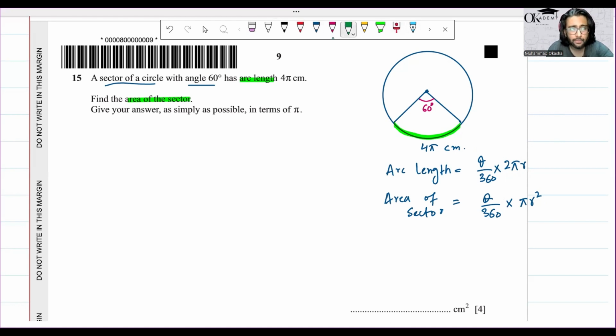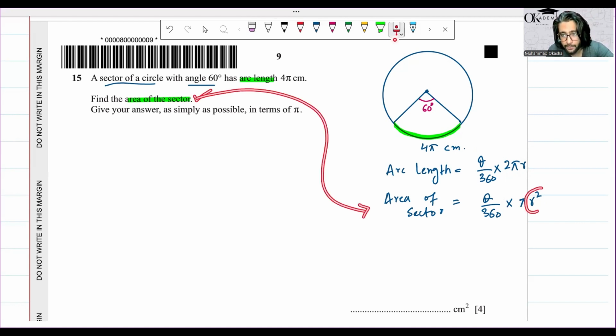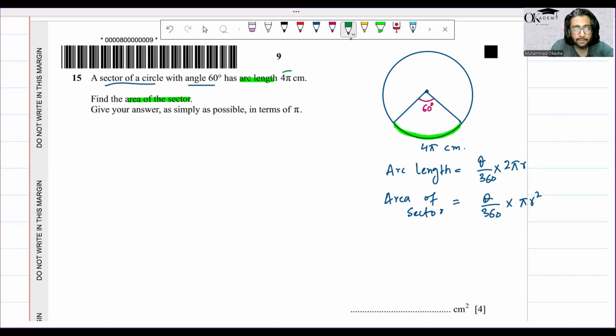So the first thing we'll do, I don't know the radius. I only know that this angle is 60 degrees and that's all. But I need to find the area of the sector, and the formula tells me that I need to find the radius first. So that's what we will do first. We know that the arc length is 4 pi. From the formula, arc length is theta divided by 360 multiplied by 2 pi r. So I'll put 4 pi equals 60 divided by 360 multiplied by 2 pi r.